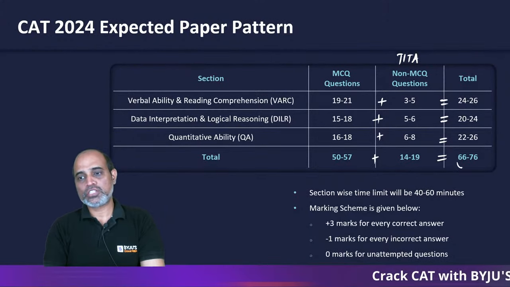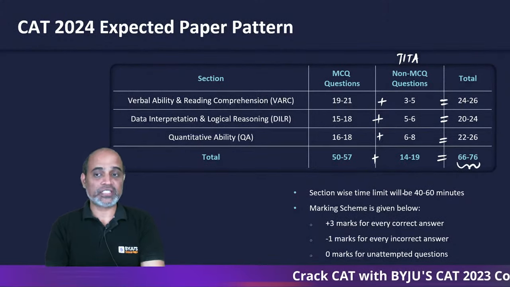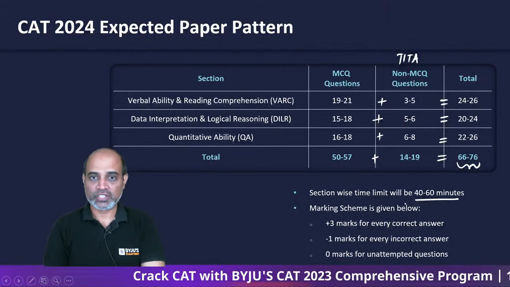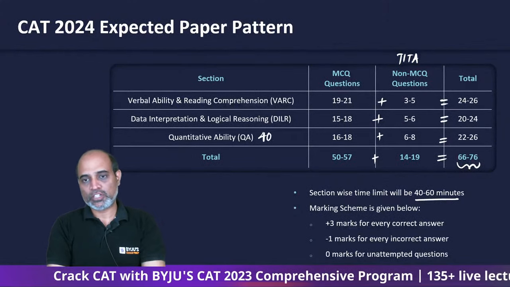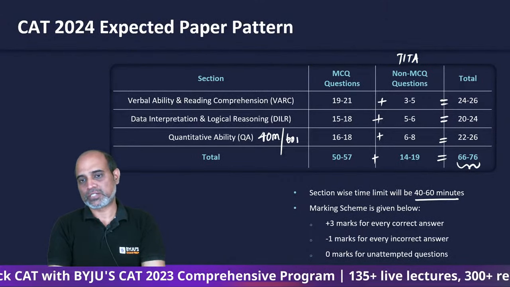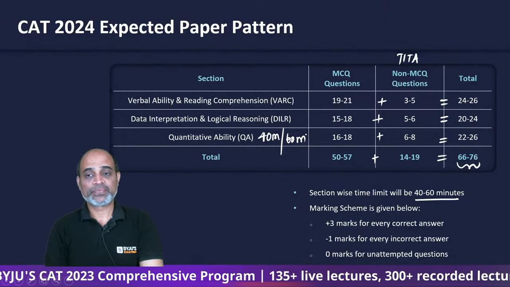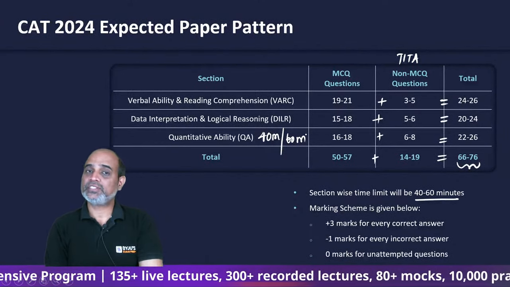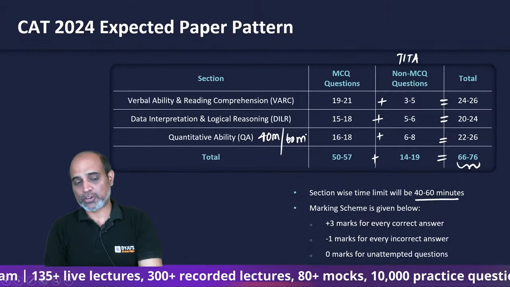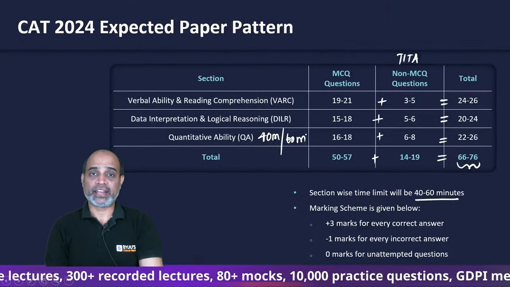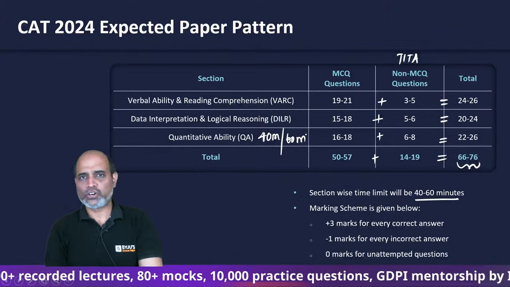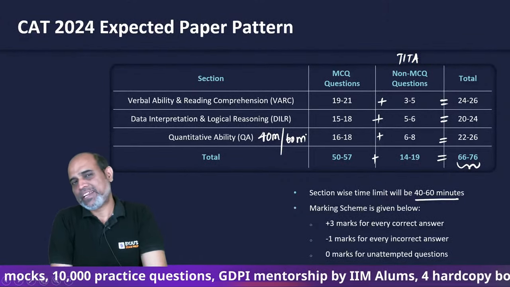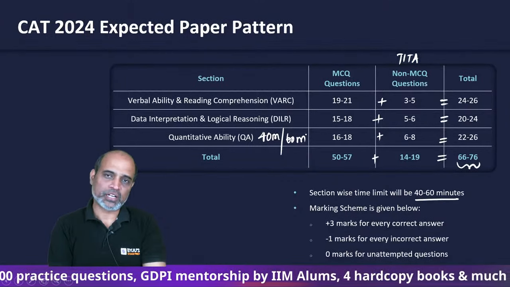So the number of questions may range from 66 to 76 and the duration may range from 40 to 60 minutes per section. So QA का जो time होगा वो 40 minutes का होगा या फिर 60 minutes का होगा. Okay. Marking scheme will remain the same as it has been for the past decade for CAT. 3 marks awarded for every correctly answered question, -1 for wrong, and 0 for TITA questions if you make any mistake there. And if you don't attempt any question, you are not awarded any mark. No mark is deducted.